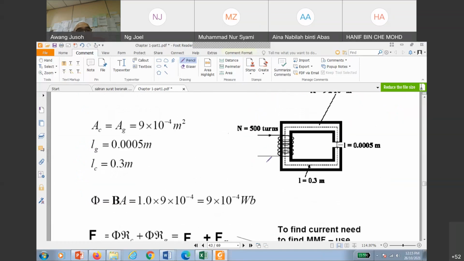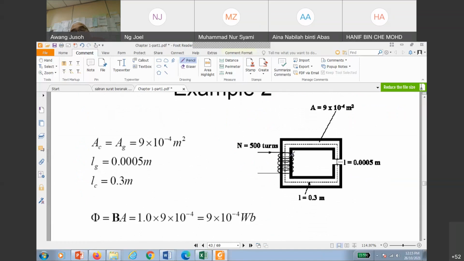It is not our subject in detail, just a review. Okay, again same thing here. In this circuit, A G equals A core, the cross-section area of the core equals that of the gap. That is because we assume the fringing effect is zero. We say the system is very good, lossless. LG is given as 0.005 meter and LC as 0.3 meter. Remember, all units in meter. If they give you centimeter or decimeter or other units, you must change to the SI unit, which is meter.